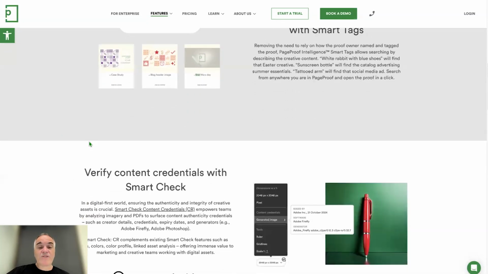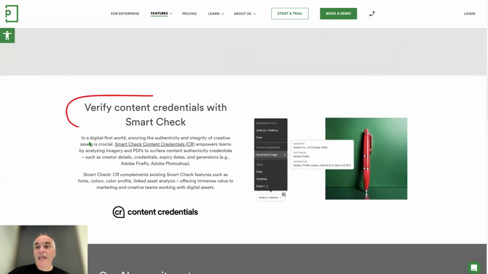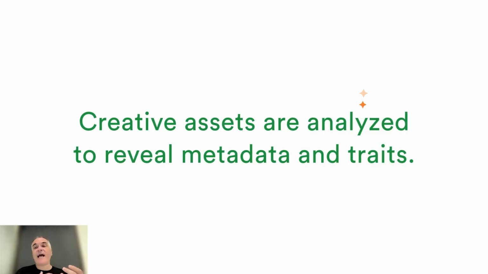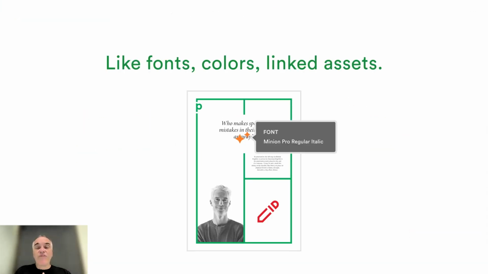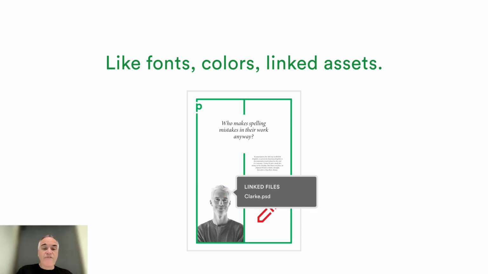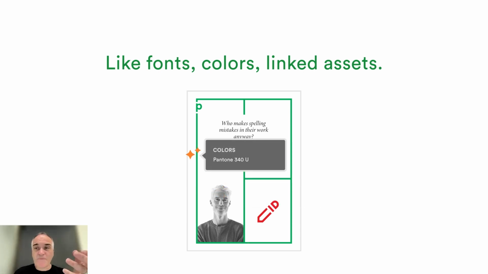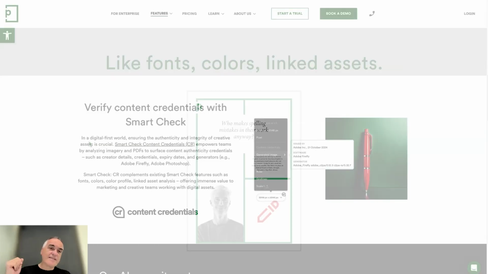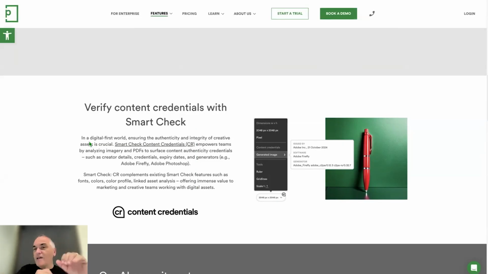The next piece that we went to was PageProof SmartCheck, and many of you may have seen that we released an addition to SmartCheck. SmartCheck actually started off by looking at your files and surfacing some interesting information. Things like, here are the fonts that are being used inside this piece of work, here's the color profile, and here are the linked files, things that allow you to make decisions based on any sort of brand information, particularly for a particular piece of work.